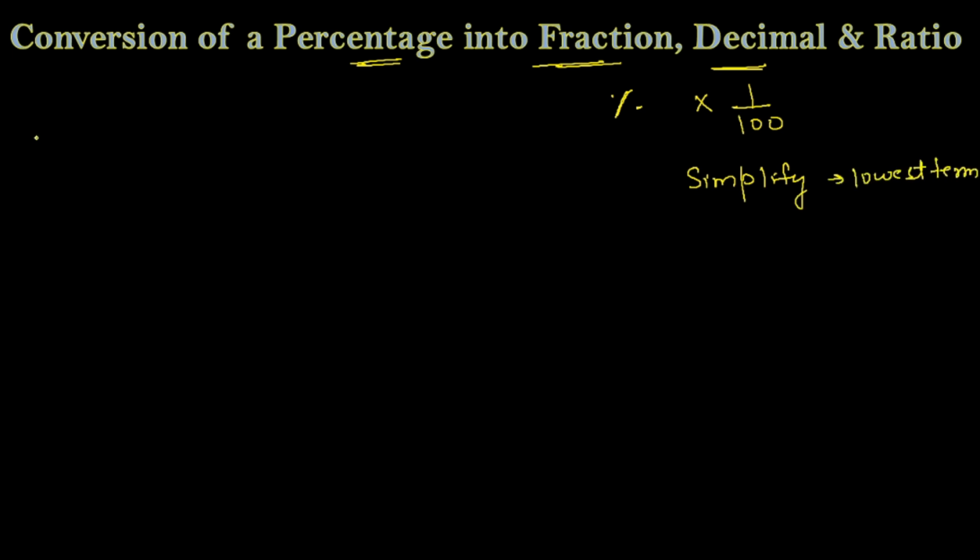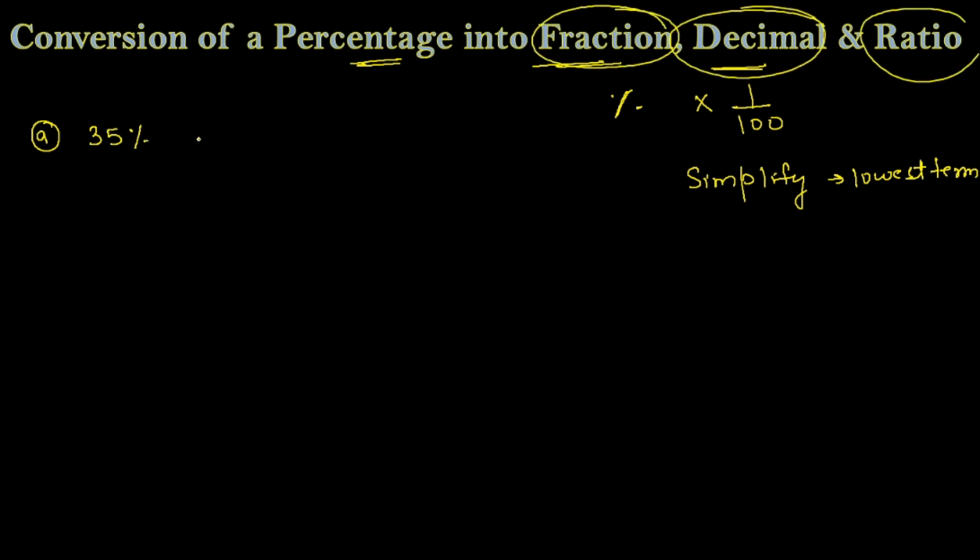Let's solve an example. You have to convert 35% into fraction, decimal and ratio. As I suggested, drop the percent sign, that is, remove the percent sign. You will remove it, take 35, and simply multiply this 35 by 1 by 100. So you will get 35 upon 100. Now simply reduce this to the lowest term. So you will get 5 sevens are 35, 5 twenties are 100. So you have converted this percent into a fraction.